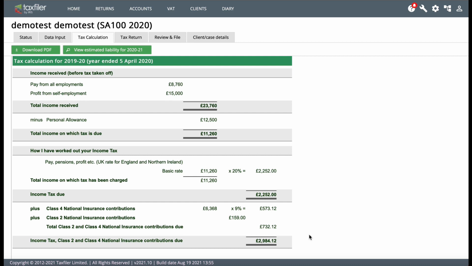I'm going to talk about payments on account in another video because I don't want to make it ultra confusing. But the £2,984.12 relates to the total tax bill in this case for the 19/20 tax year. As I say, payments on account are a different thing altogether, and I'll cover that in another video. But I hope that's helped to give you a brief basic explanation of how a tax calculation is worked out and the sort of figures you'd be looking at when you're a self-employed sole trader, and how much tax and NI you'd pay.